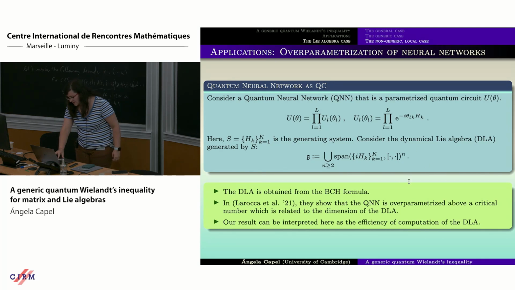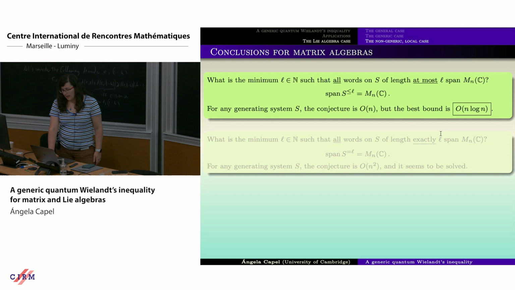So what we can say is that when you have an n of order log of the dimension of the Lie algebra that you're generating here, then you can stop and you have already generated the whole dynamical Lie algebra. That means essentially that this result can be interpreted as efficiency in the computation of the dynamical Lie algebra for this context. And there are some other applications, but I'm not going to mention them here.